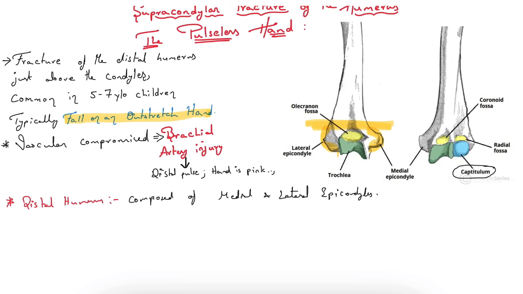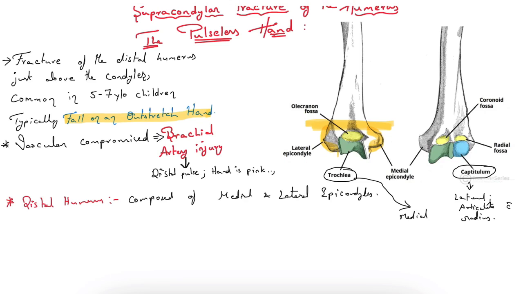This is the capitulum. We can see the capitulum in the lateral part, and it articulates with the radius. Next we can see the trochlea, which is this one. We can see the trochlea in the medial part.